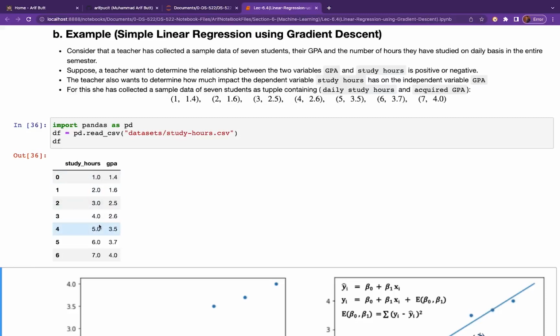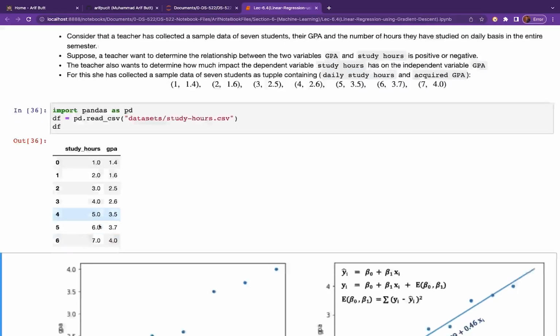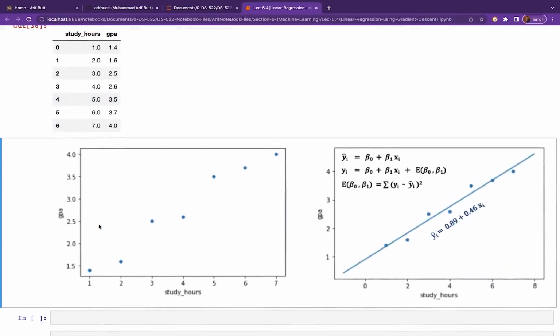containing the hours a student has studied daily and his or her acquired GPA in a subject. In our previous video session, we used the closed form solution to calculate the values of beta naught and beta 1 and have drawn the best fit line. This left scatter plot shows the 7 points, and this right graph also shows the best fit regression line that we used for prediction. The values of beta naught or y-intercept for this best fit line as calculated in the previous session was 0.89, and the value of beta 1 or slope was 0.46.